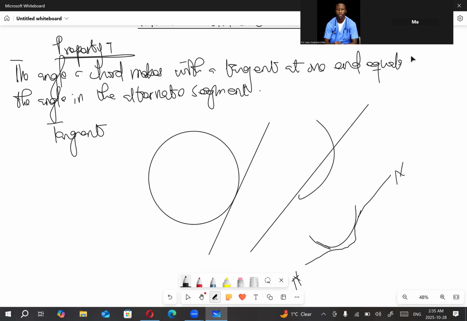Now, this property comes very often. If circle theorems will be appearing in the exam, you are likely to see this. So let's look at that.